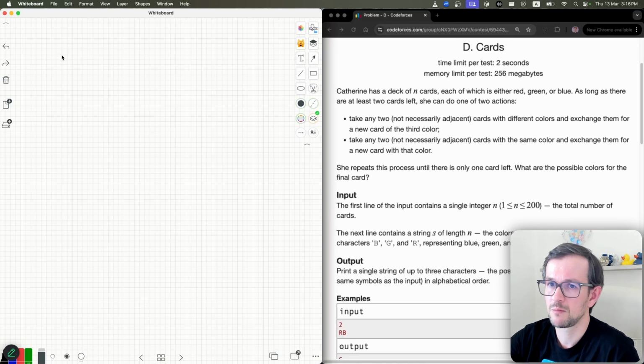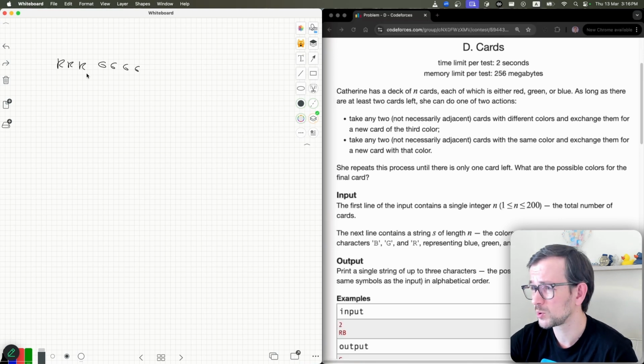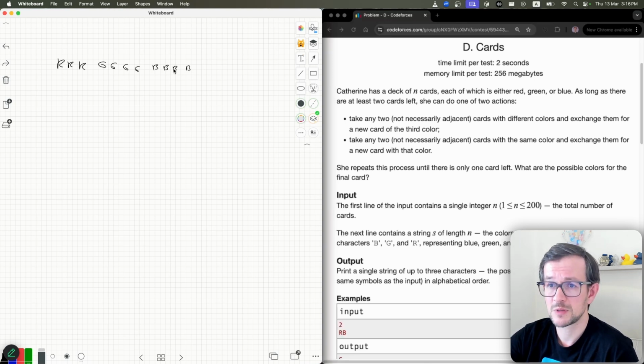Okay, so imagine you have some number of red cards, some number of green cards, some number of blue cards. And then you just play and think, okay, what can I do? What color may I have in the end? For example, what actions can you do? You can replace two equal cards with the same, so basically you remove one of the cards. Or you can take two different cards and replace them with a card of the third color. Just two options you have actually.